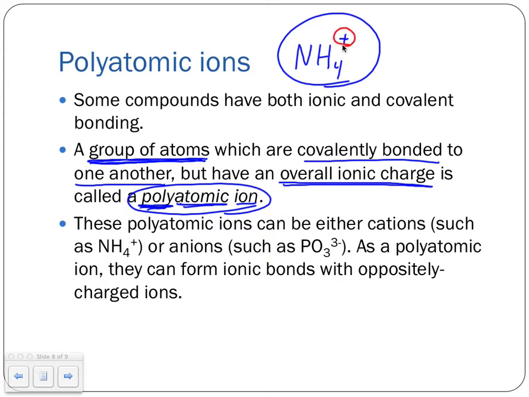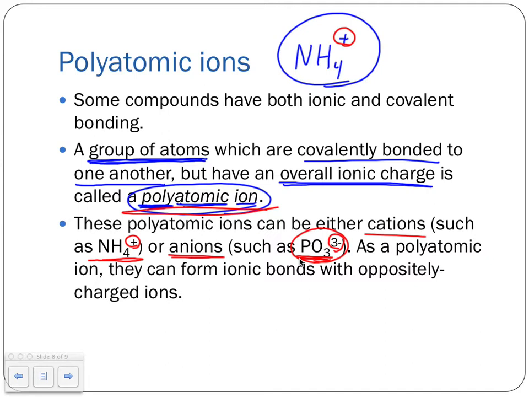And so if you ever see an ionic charge on something that looks like a molecule, it's not a molecule. It's instead one of these polyatomic ions. Now these polyatomic ions can either be cations, like that NH4+ we just talked about, because it has the positive charge up here. They could also be anions, like for example, this is phosphate right here, PO3 3-, and that 3- tells you the charge of the whole polyatomic ion, the whole PO3.